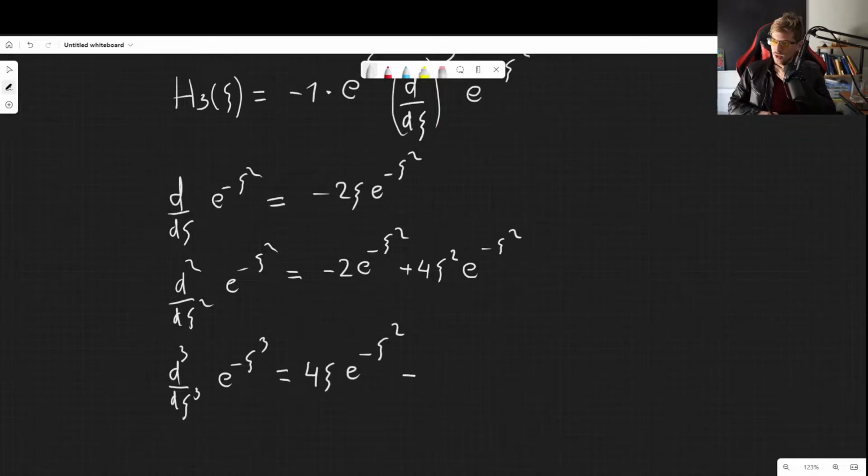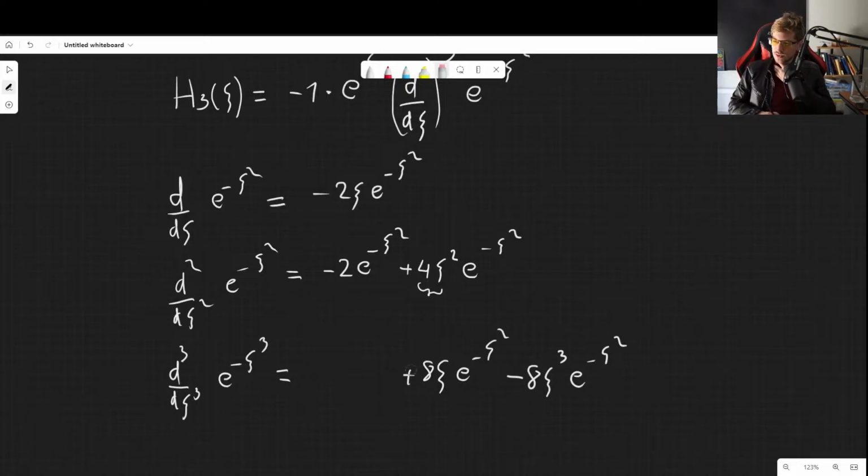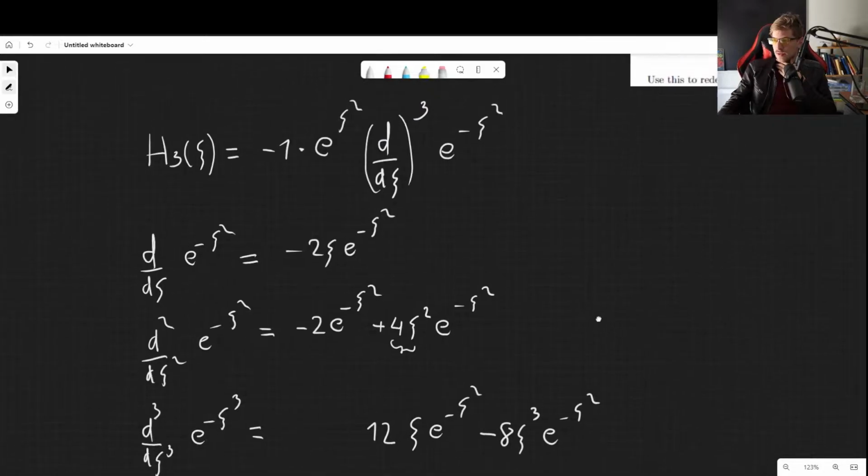Here now we have, once again, two parts. Let's derive this thing first. So we get 8 psi e to the minus psi squared, and then minus, now we're going to multiply this, we get 8 psi cubed e to the minus psi squared. And notice we can add these two together. So instead of having both of them, we can just write 12. So we have 12. Okay, so now we have this part.